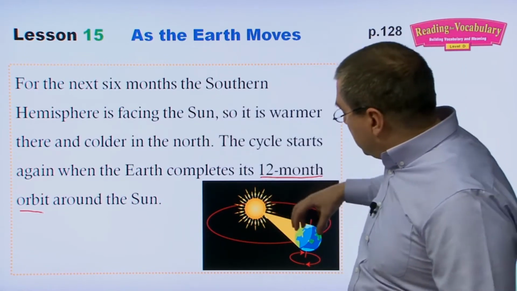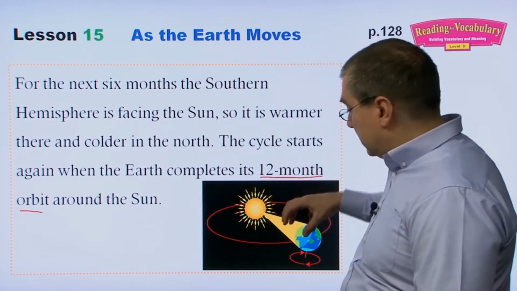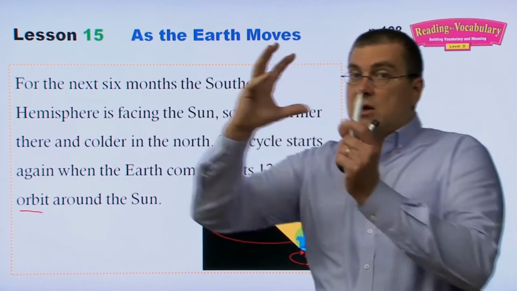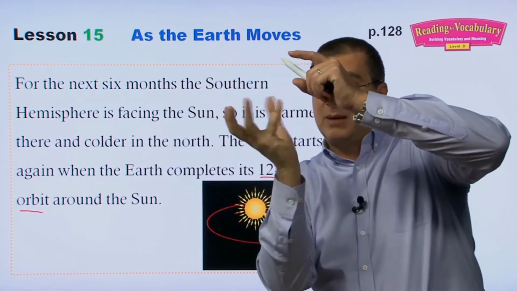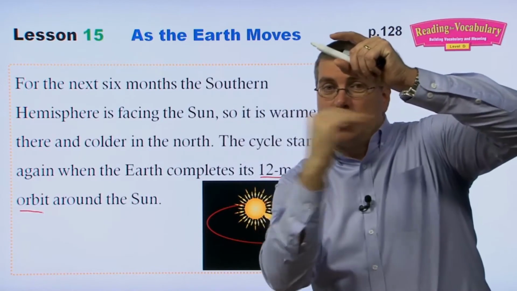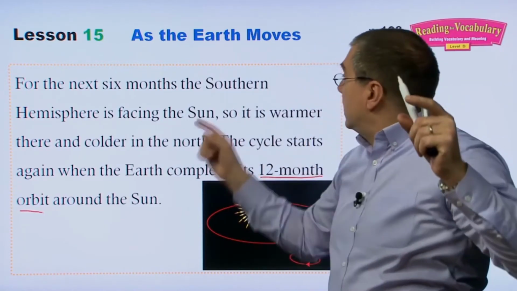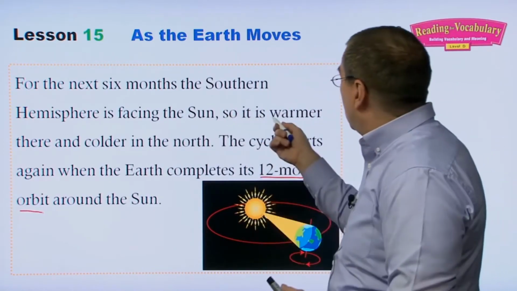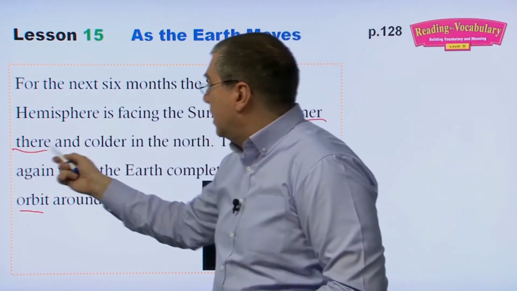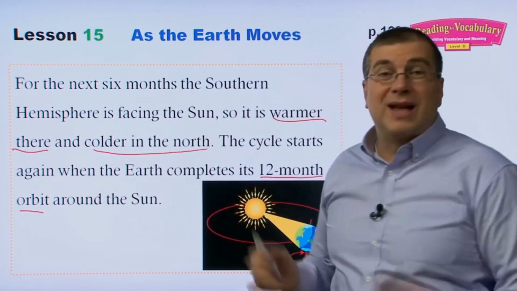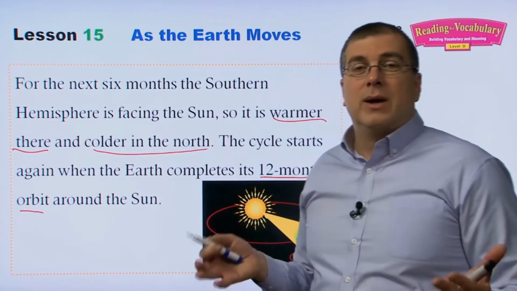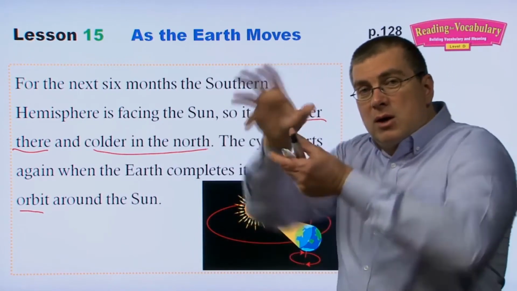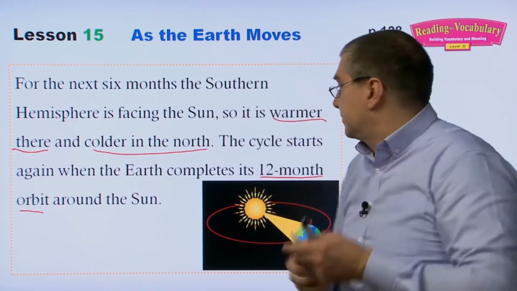So for the next 6 months, the southern hemisphere is directly facing the sun because the Earth kind of tilts. So the southern hemisphere, as it rotates, that's the one facing the sun. So it's warmer there. It is warmer in the south there and colder in the north. That's when we have winter, right? We have winter when the southern part of the Earth is facing the sun.